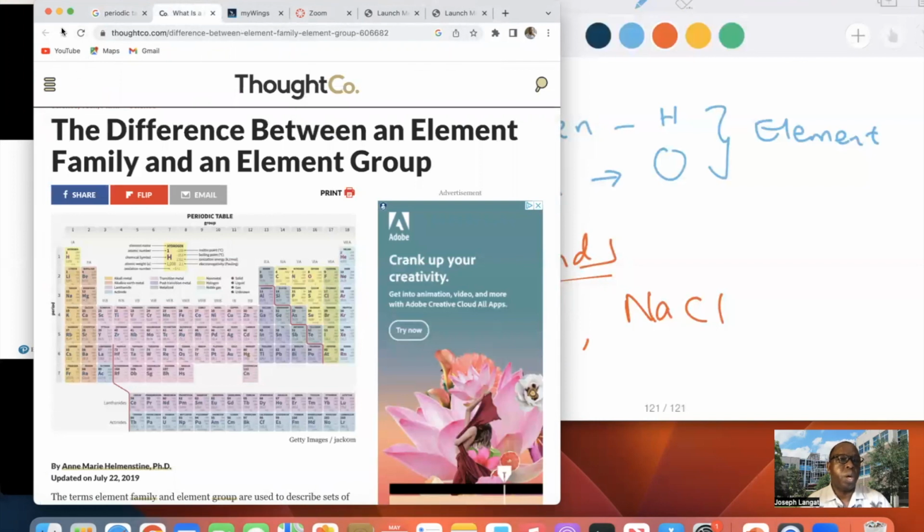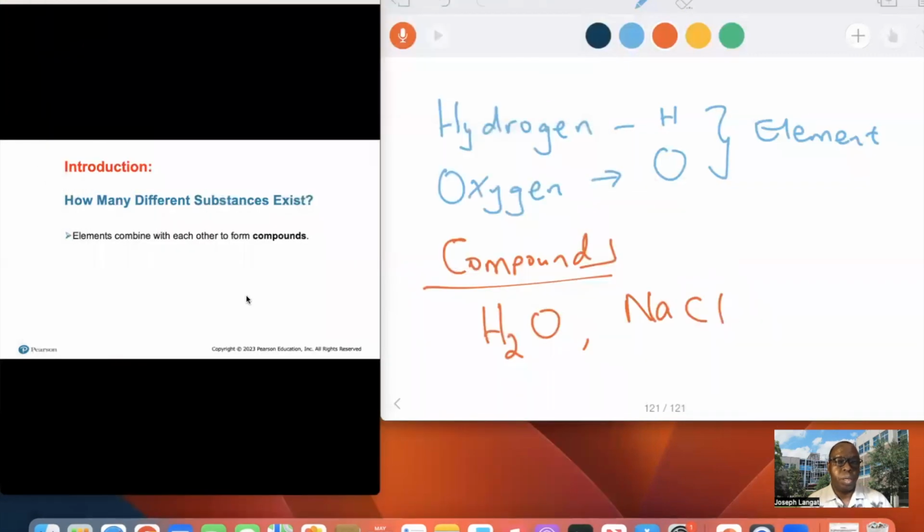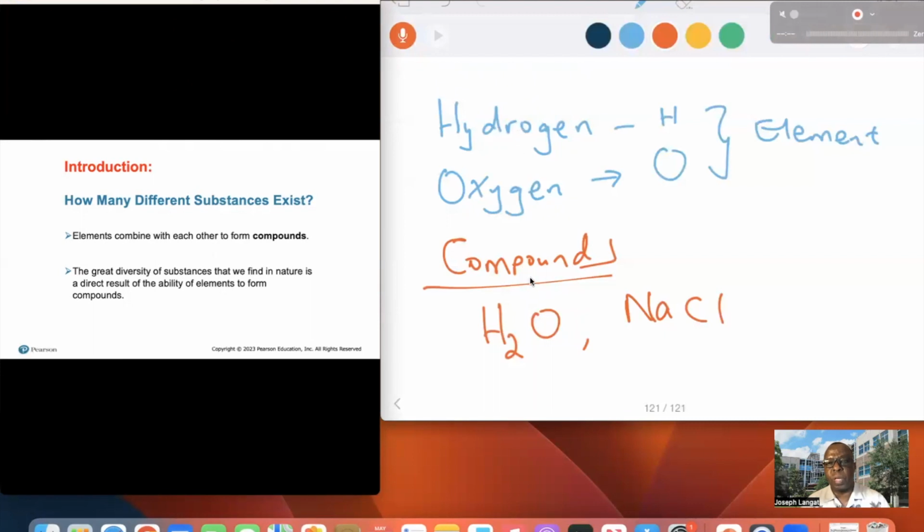So going back to our slide on elements and compounds, note that compounds are made up of pure elements, and elements are those on the periodic table. They create diversity, to answer the question on the many substances which exist. The diversity of substances that we can find in nature is a direct result of the ability of elements to form what? Form compounds, which I've shown you here.